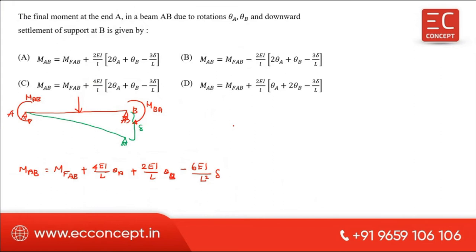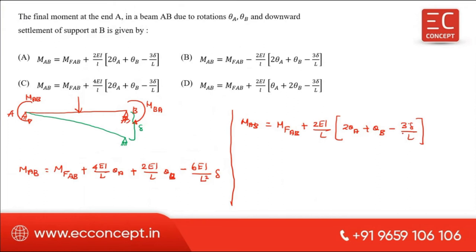Then you have to rearrange this. MAB is equal to MFAB plus 4EI by L. You have to take 4EI by L common. Therefore, if you take 4EI by L common, then theta A plus theta B by 2. Now, best is you take 2EI by L common. Then we can write 2 theta A plus theta B minus 3 delta by L. So the answer for this question is A. Okay, so this is the answer. I hope you understood. Now we can move to the next question.